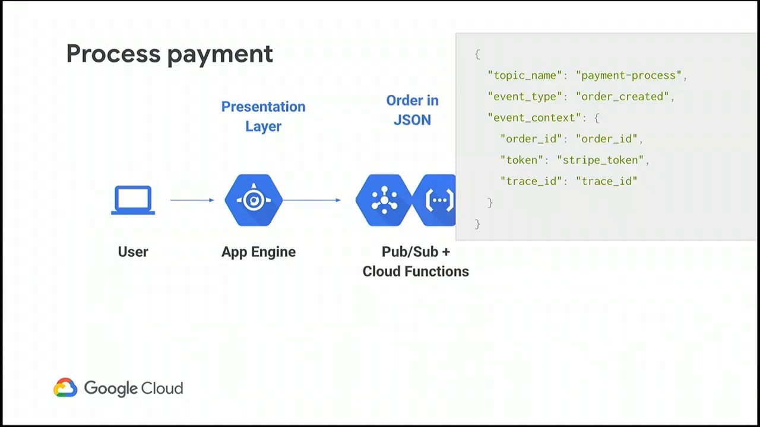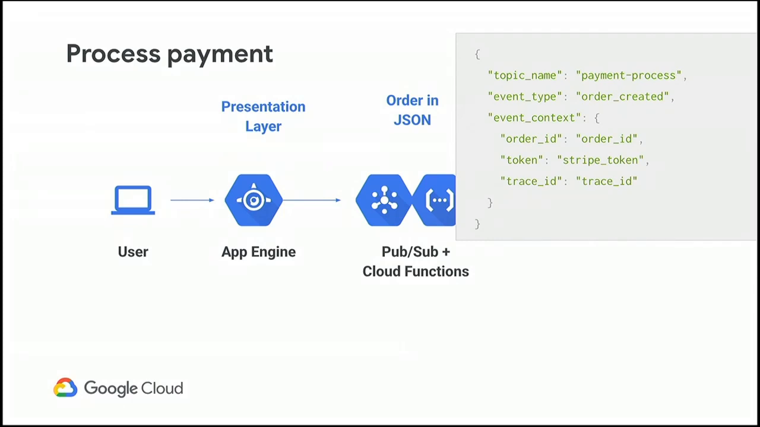We have metadata about the order ID, so we could pull it out of the database. We're using Stripe for third-party payments, so we're going to include that token in the message, because we don't want to persist it to disk. And then that's going to go to a cloud function. There we go. A cloud function that will send it to Stripe for payment and then update it in Firestore.